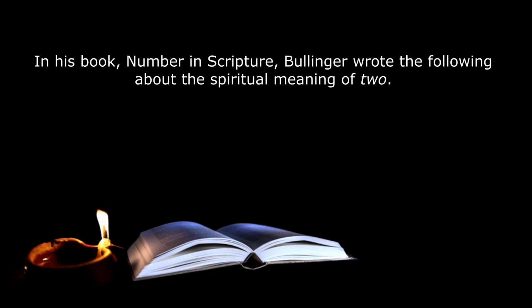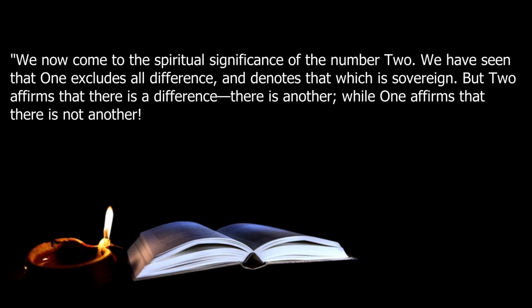In his book, Number in Scripture, Bullinger wrote the following about the spiritual meaning of 2. We now come to the spiritual significance of the number 2. We have seen that 1 excludes all difference and denotes that which is sovereign. But 2 affirms that there is a difference, there is another, while 1 affirms that there is not another.